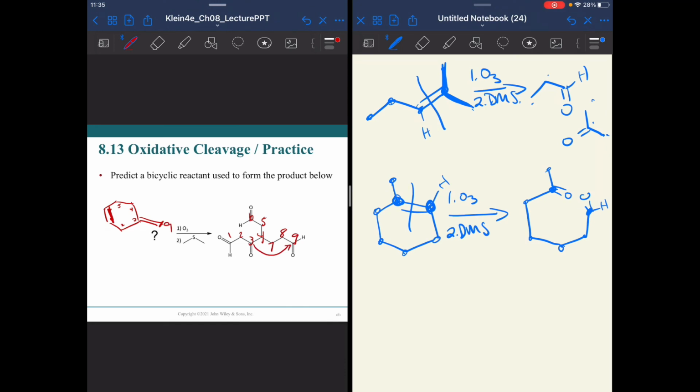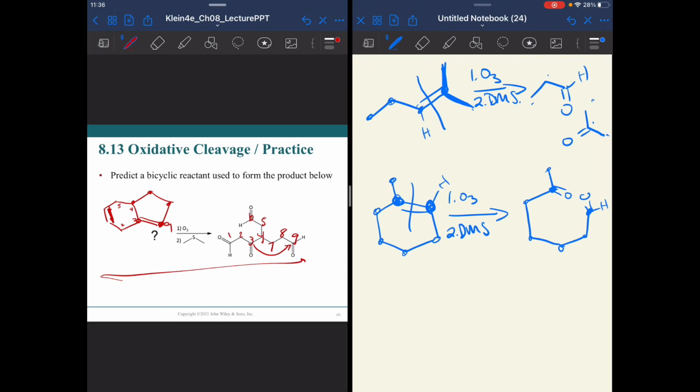3 and 9 are attached. So if this is 9, I'm also going to attach this ring. 3, 4, 7, 8, 9. There we go. Don't add or subtract carbons here. With an oxidative cleavage, all of the carbons are maintained. This is a challenge problem. For sure. This is going to be a more difficult one.